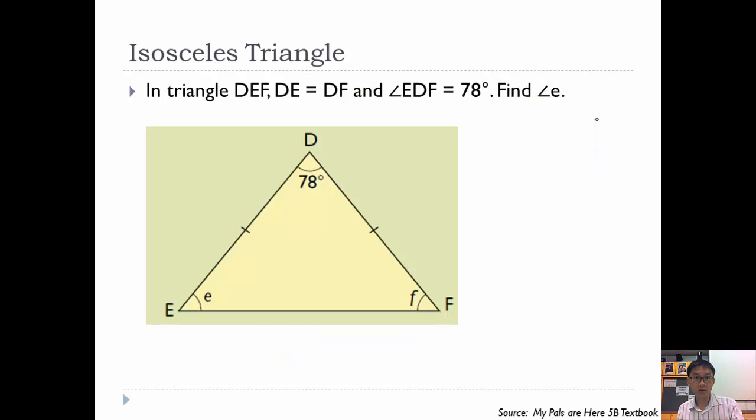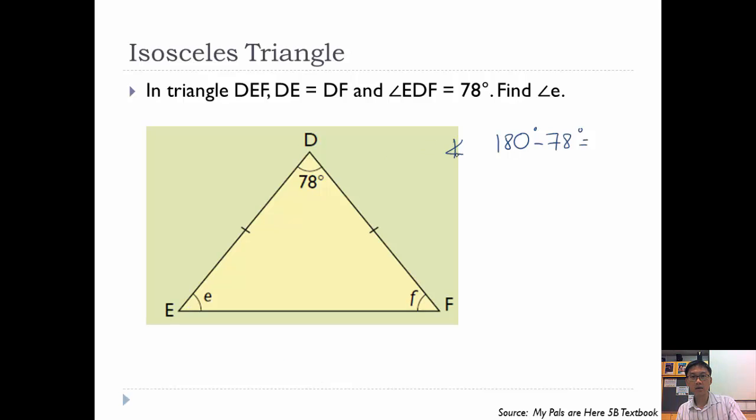Let's try this. If I have triangle DEF, DE is equal to DF, which is why I indicated it with the dash. Angle EDF is 78 degrees. I'm supposed to find angle E. Because angles E and F are equal, if I take 180 degrees minus 78 degrees, what I will get is E plus F. So how do I find E alone? Because they are equal, I divide by 2.